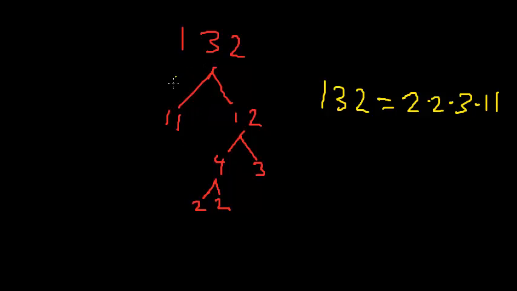Feel free to try this with a different combination at the beginning. For example, for 132, instead of choosing 11 and 12 as factors, you could have chosen 44 and 3. The idea here is that no matter what factors you choose, you'll always end up with the same prime numbers at the end.